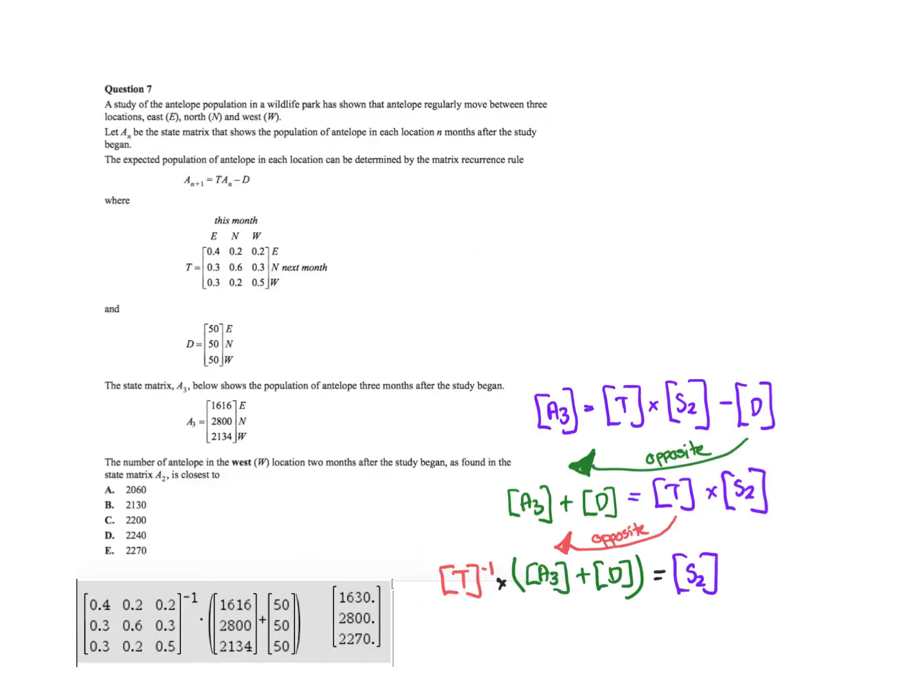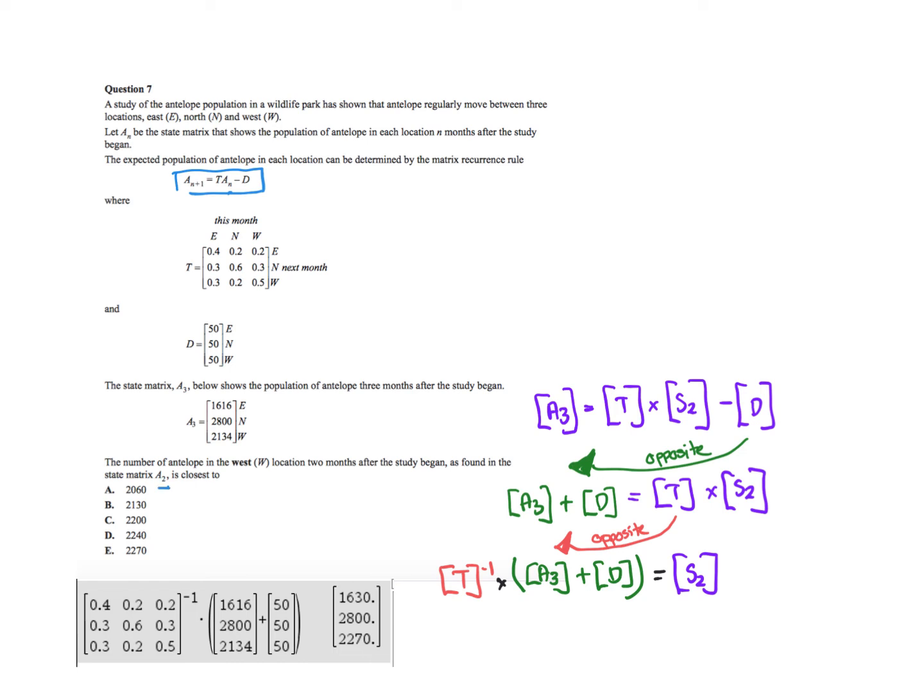Okay, so question: a study of antelope population in wildlife parks showed that antelope regularly move between 3 locations, and we can determine where they are using this recurrence relation. So we've been given the transition and we've been given D, and we can see we get the next one using the one before. So they've said here's the state matrix A3. Now they want to know what happened in A2.